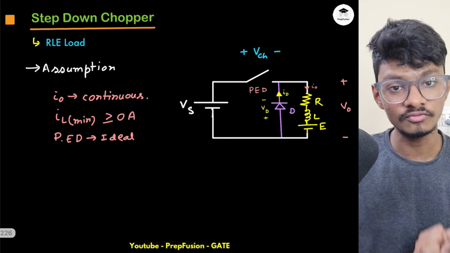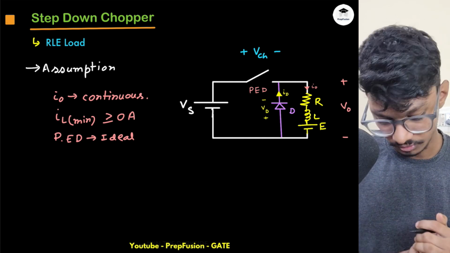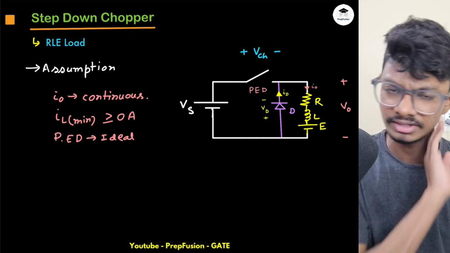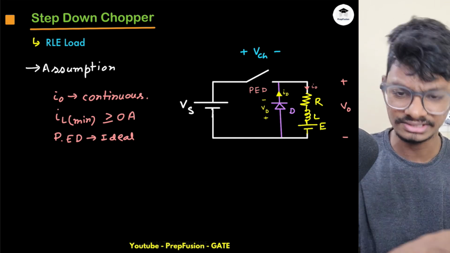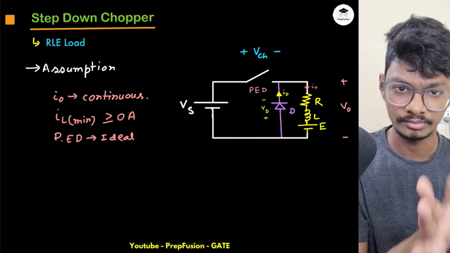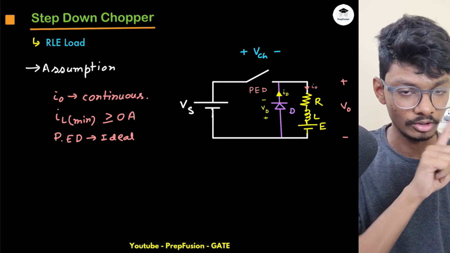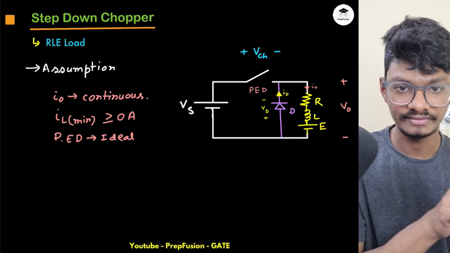Now we'll do the analysis of RLE load. What will be the analysis of RLE load? Again, everything will be the same, just the equations will be different. The assumptions are the same: ID continuous, IL minimum is greater than 0. It cannot go to 0, it cannot be discontinuous conduction. Power electronic devices are all ideal.